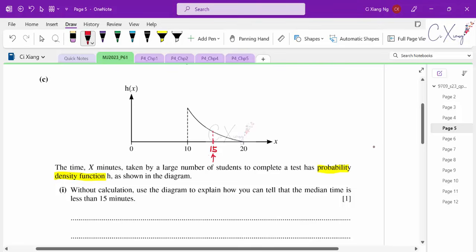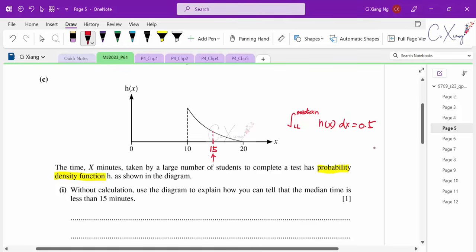Okay, so for your information, we need to know another useful fact for probability density functions, where when you integrate from the lower limit of that probability density function until the median, it should be equal to 0.5. That means when you start from the lowest limit for the function until the median, the area should be equal to 0.5.